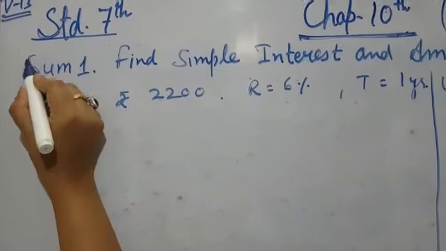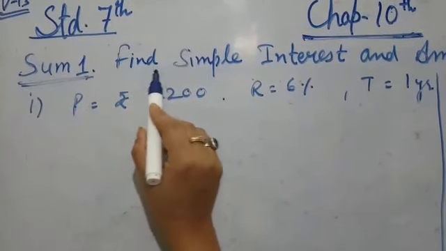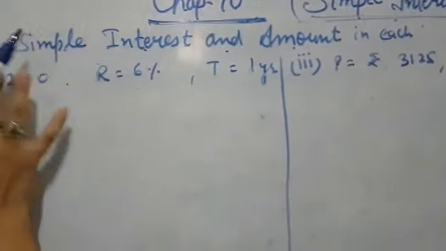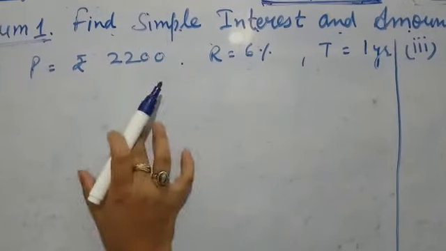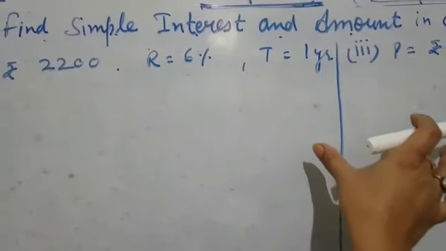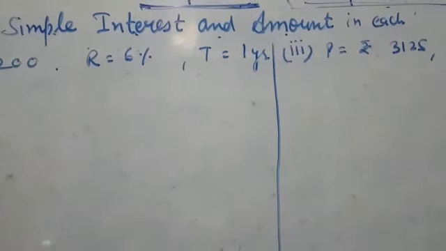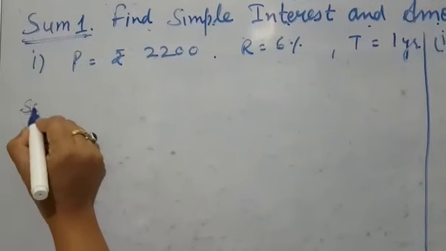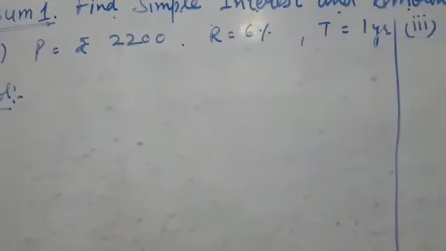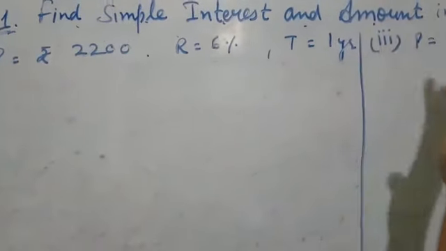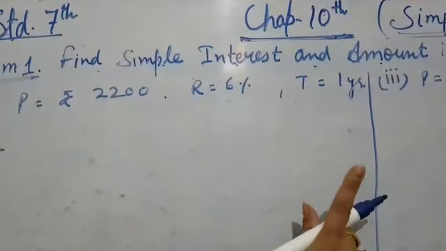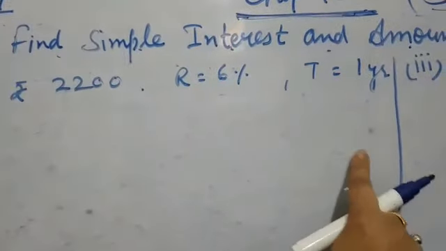So now we will come to the first sum. Find simple interest and amount in each of the following cases. The first sum has 5 parts. I will solve 2 out of those 5. The rest I will give you some hints and you will do as homework. The first part is a very easy sum. You will just have to apply the formula PTR over 100 in your whole exercise, nothing else. For amount there is a formula that I will be telling you later. So in your whole exercise you will be using only one formula. What is that? Simple interest is equal to PTR over 100.